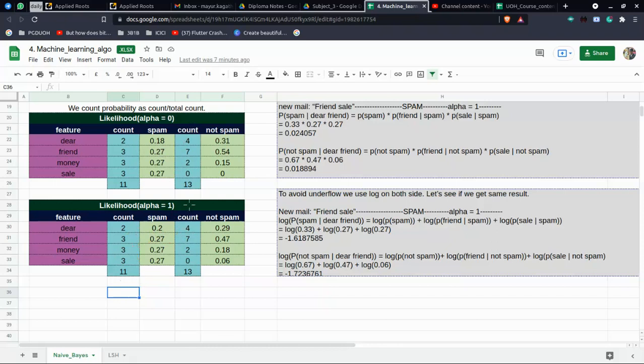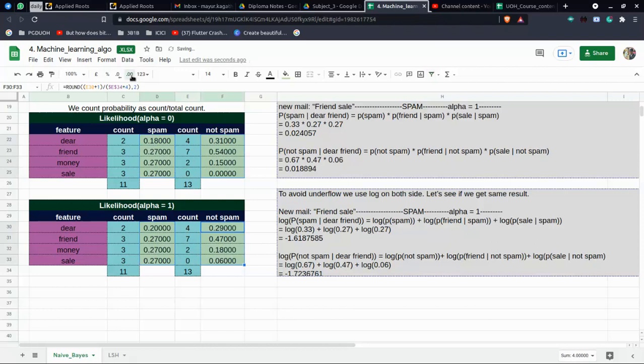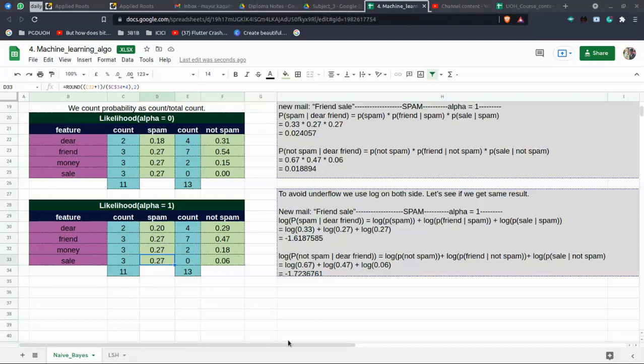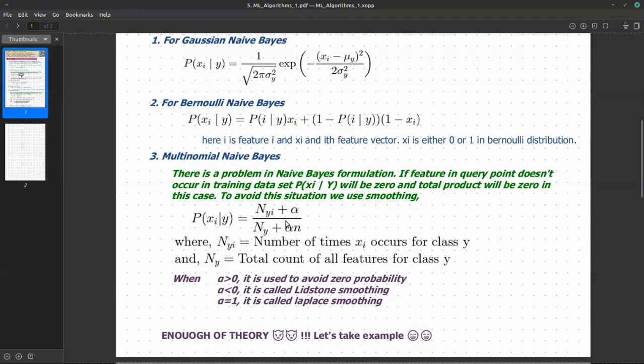But if I round off higher, then you will notice that difference. Why is it happening like this? In the equation I'm using rounding, that's why. If I take more decimal places, then it would be different: 3 by 11 and 4 by 15. So this is nothing but my Laplace smoothing. Just add 1 here: 2 plus 1 divided by 11 plus 4. So that's the formula. If I now show the formula, that will make sense.